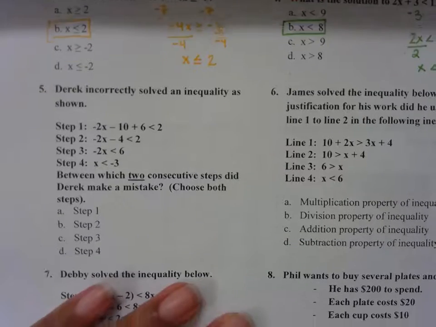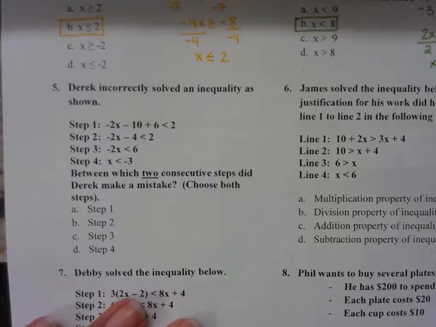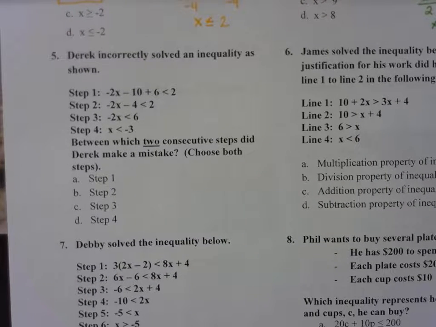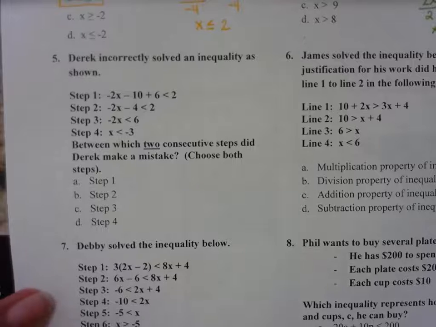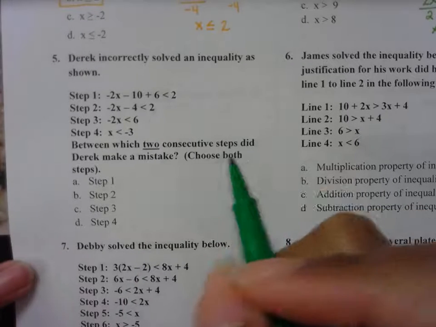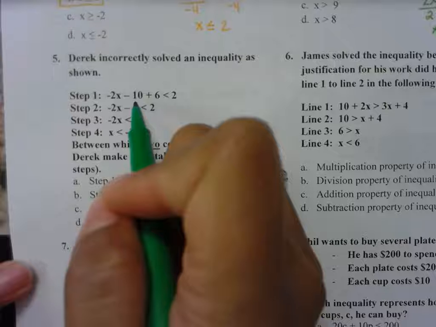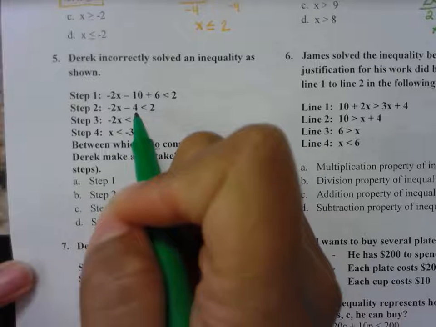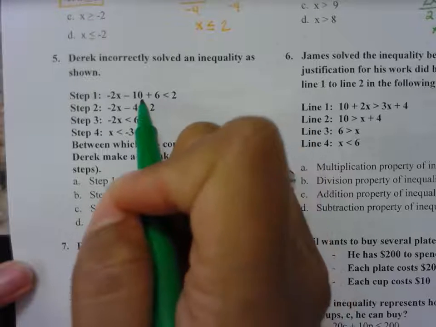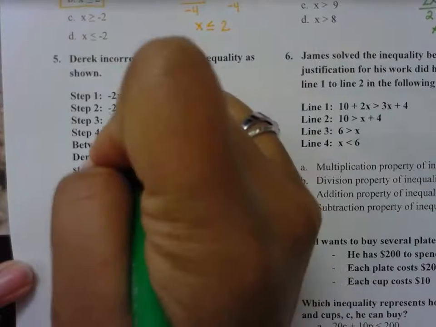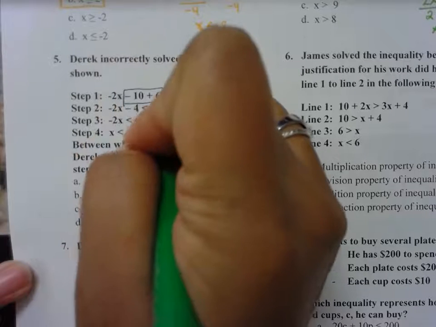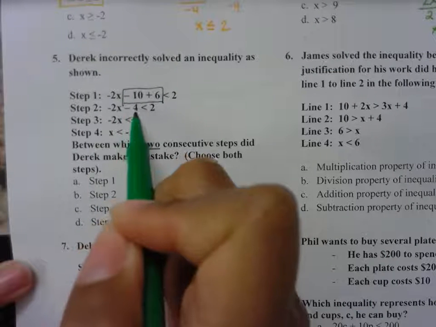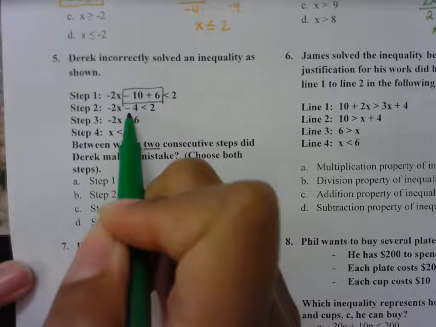Number 5 is a little different because it's asking us to choose 2 steps. So it says that he incorrectly solved the inequality, and between which 2 steps did he make the mistake? So if I go through step 1 to see what he did, he combined like terms here. So he added -10 and positive 6. That's how he got the -4. Here he added 4 to both sides. That's how he got the 6.